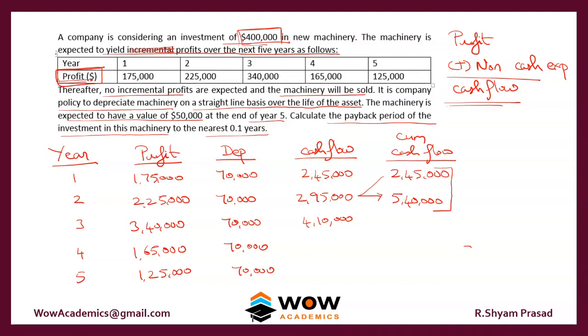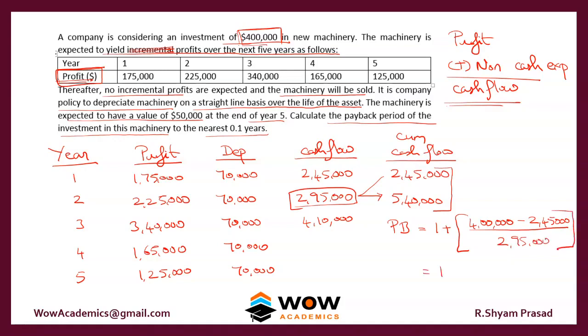So we'll find out the payback. The payback equals how many years? Minimum you need 1 year to recover the amount. How much have you invested? You have invested 4 lakh. How much did you get in the first year? You got 2,45,000. How much are you going to get in the second year alone? In the second year alone, you are going to get 2,95,000.